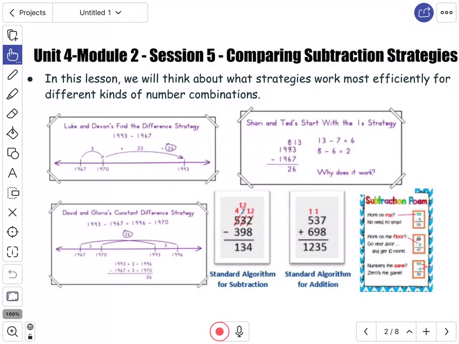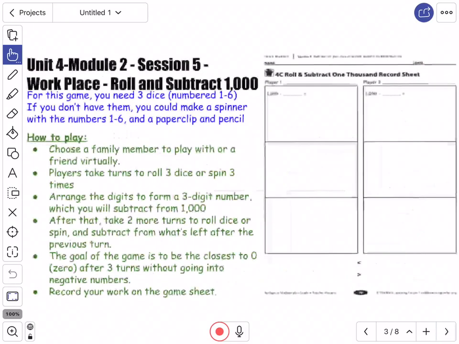And then there's the poem, the subtraction poem, so more on the top. No need to stop, just go ahead and subtract. So you wouldn't even need a strategy. If you have more on the floor, you do go next door and get 10 more. And if the numbers are the same, then 0 is the game.